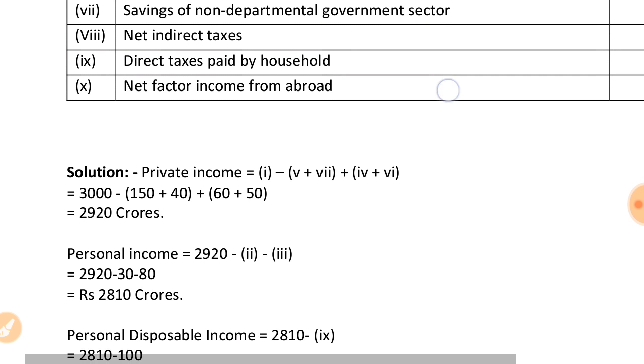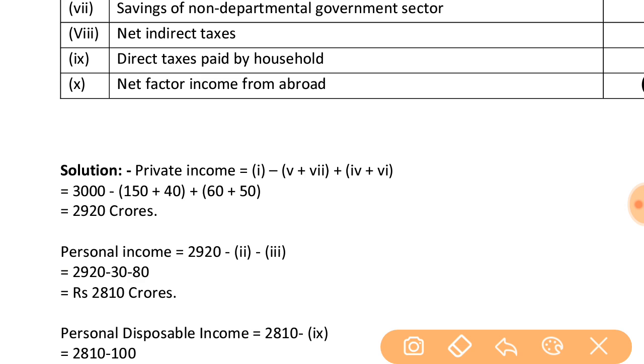Government sector. So again we have to add with this, what? We have to add this income, which is current transfer from government, and again we have to add current transfer from the rest of the world. So this is current transfer from government and current transfer from rest of the world. This is the income, so we will have to add it here.